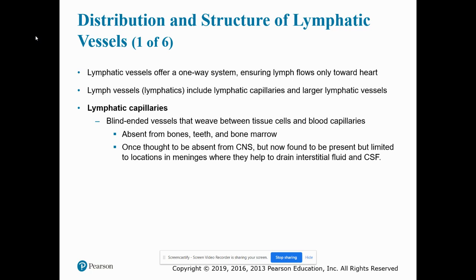The lymphatic capillaries are a little bit different than blood capillaries. I think we'll talk about that more on the next couple of slides. But what they are is blind-ended vessels that weave between tissues and blood capillaries. I said that on the last slide. It just weaves through the capillary beds. These lymphatic capillaries are absent from bones, teeth, and bone marrow. At one point, it was thought that they were absent from the central nervous system. It's now known that they are there, but they're found in limited locations in the meninges.